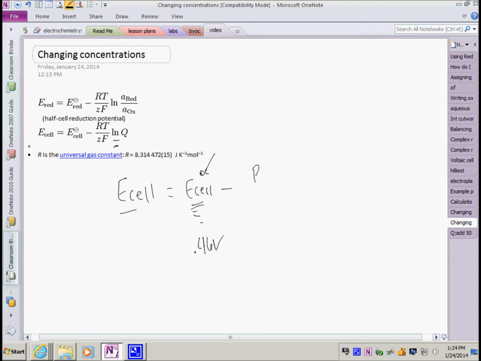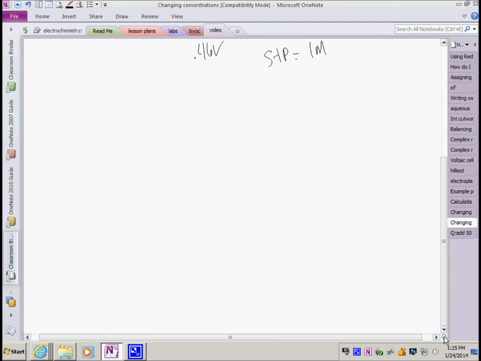Minus RT over Faraday's constant. R is a universal gas constant. This is temperature, and usually it's 298 for standard temperature and pressure. Now this is going to be multiplied times the natural log of my Q. Okay, now let's just say hypothetically that my standard STP is 1 molar concentrations. So for my chemical reaction that I just ran with copper and silver, I'm going to rewrite that out here.